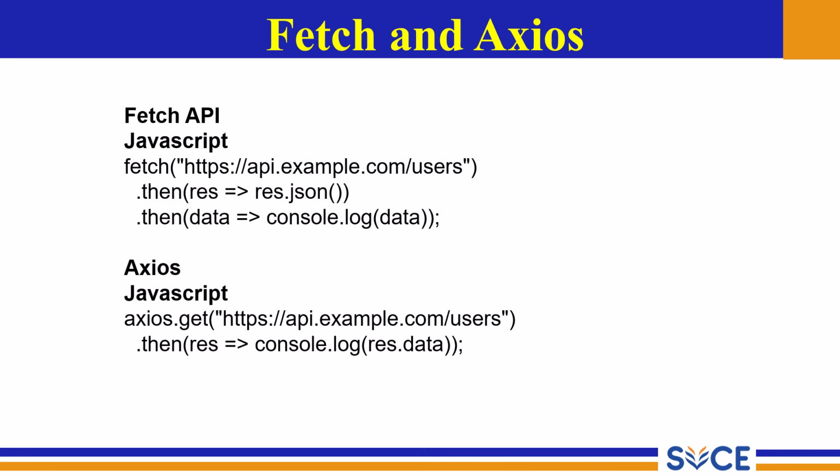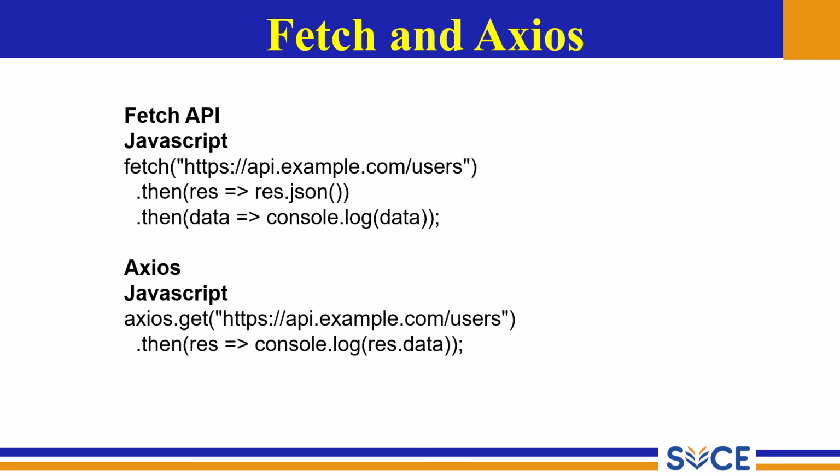Fetch and Axios. React communicates with servers mainly using the Fetch API and Axios. Fetch is built into JavaScript. The example is given. It fetches the given link. Axios is an external library. Another example is given for Axios.